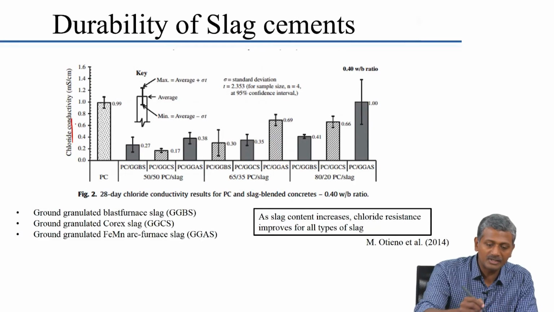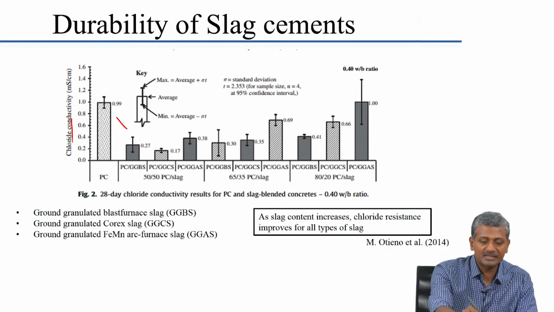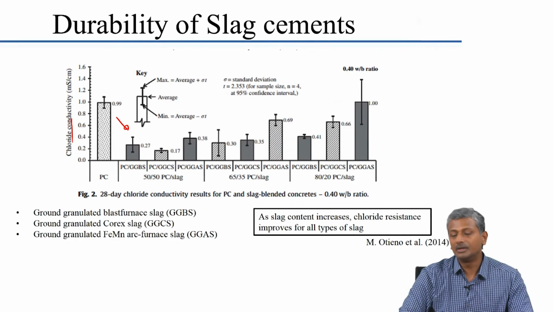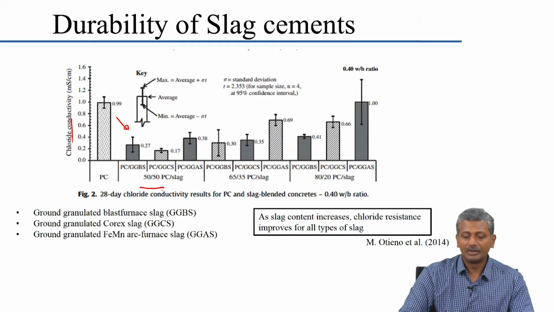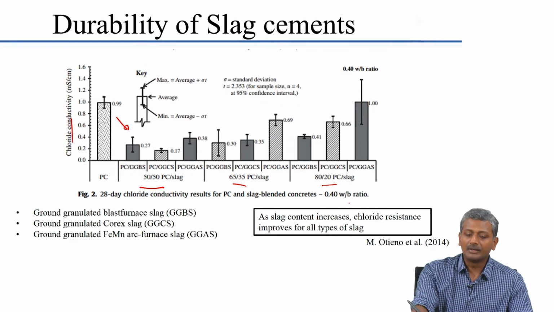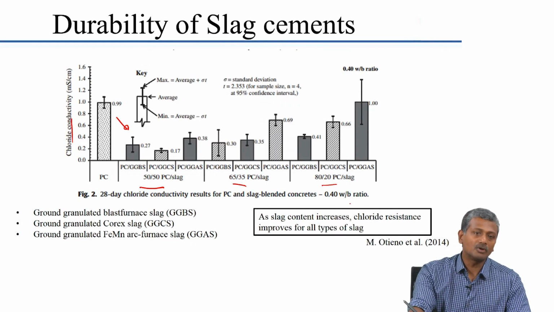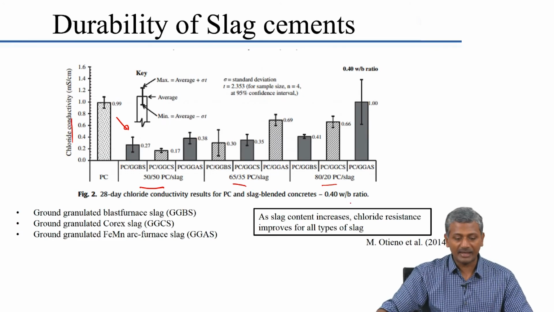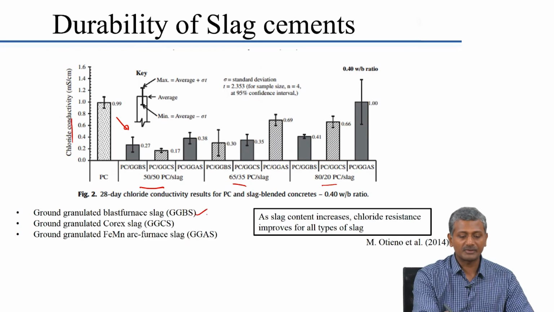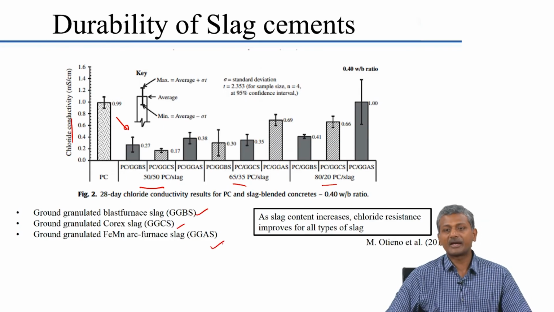So, chloride conductivity is expressed here, and if you are replacing cement with slag, your conductivity is going down tremendously, okay, especially with 50% slag replacements, here 35% slag replacement, here 20% replacement. You can see very clearly that you can maximize the benefits when you are going for 50% replacement with slag. Of course, these are shown for different types of slags. You have the ground granulated blast furnace slag, Corex slag, as well as the ferrous manganese arc furnace slag.